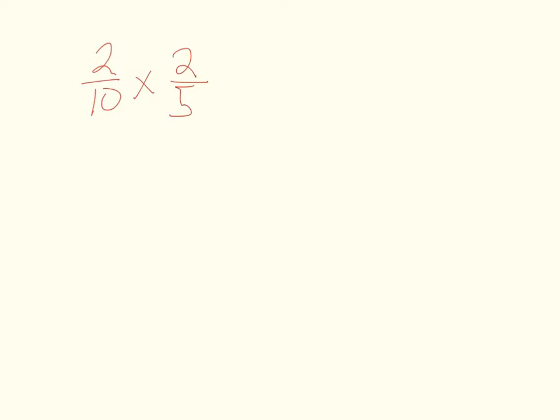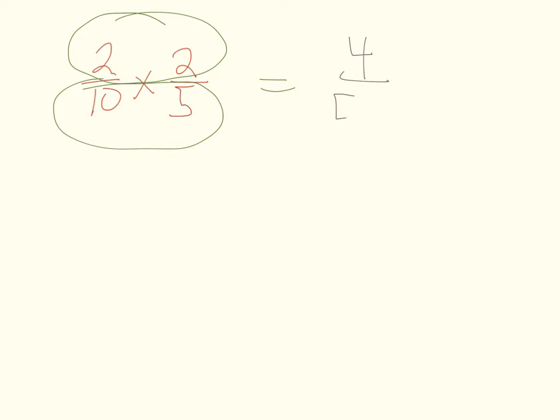All right, so in this next example I have 2/10 times 2/5. Again, we're going to multiply the numerators and then we will multiply the denominators. So let's see what this equals. 2 times 2 is 4. And 10 times 5 is 50, so I have 4 over 50.